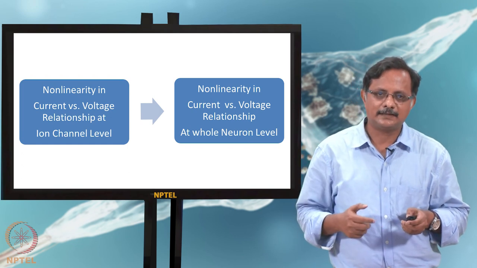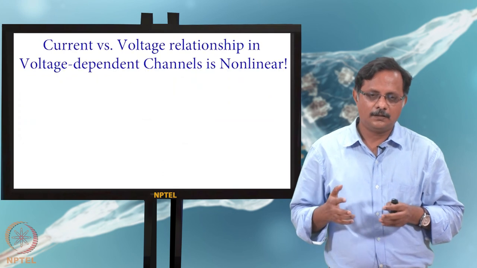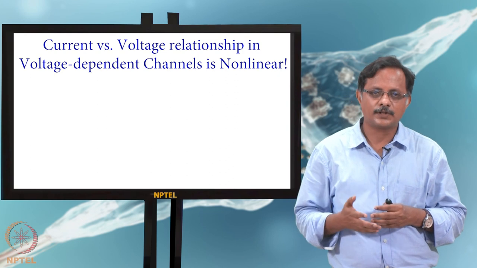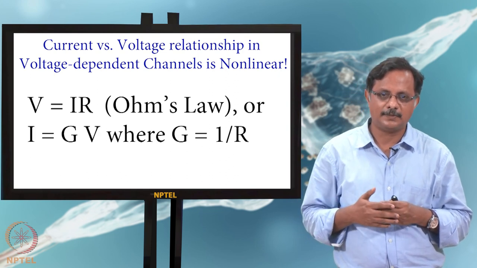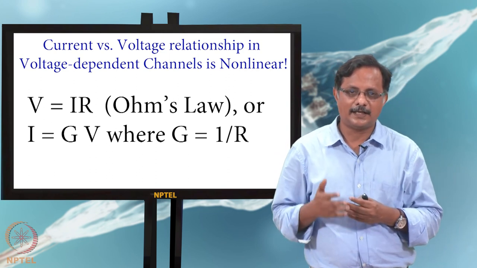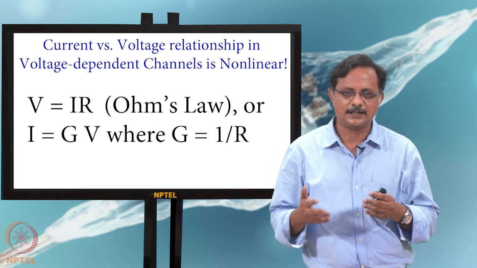Now, how do we say that the current voltage relationship of an ion channel is nonlinear? Let us go back to our high school physics and recall Ohm's law. Ohm's law says that voltage is proportional to current, and the proportionality is given by the resistance R. V is equal to IR. This can also be expressed as I equal to GV, where G is the conductance, and G is equal to 1 by R.